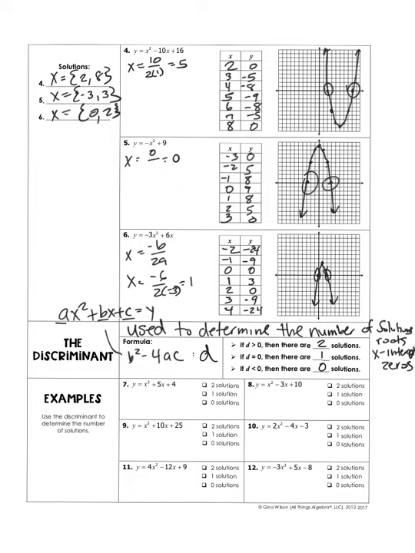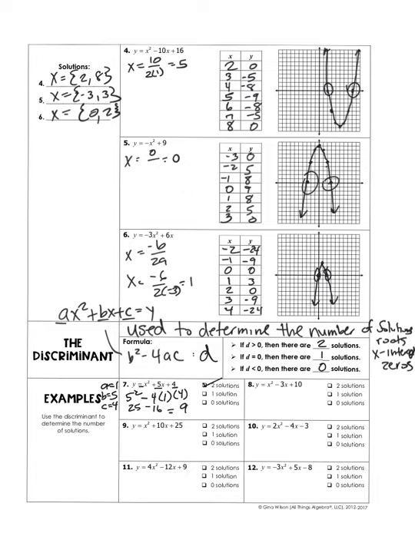Number 7, a is 1, b is 5, and c is 4. And you don't have to write that out, but I'm just trying to get you to understand where those numbers are coming from. A is 1, b is 5, c is 4. So b squared, so 5 squared, actually let me move that up. I want to make sure I leave myself plenty of space, minus 4 times 1 times 4. That's 25 minus 16. That equals 9. 9 is greater than 0, so this has 2 solutions.